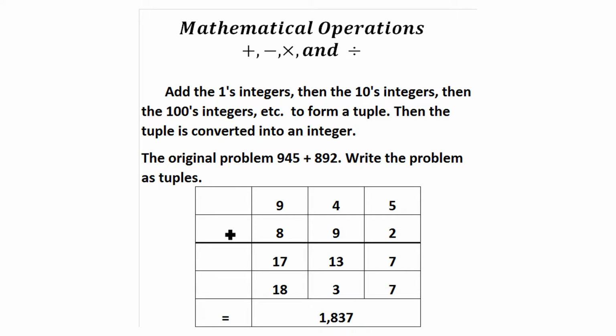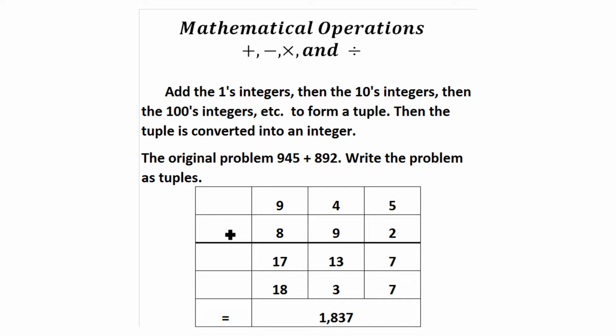Mathematical operations: addition, subtraction, multiplication, and division. Add the ones integers, then the tens integers, then the hundreds integers, etc. to form a tuple. Then the tuple is converted into an integer. Our problem is 945 plus 892. We write the problem as tuples. We've got 945 and 892 in the first two rows. The vertical lines in the boxes form the place of the parentheses and the commas.